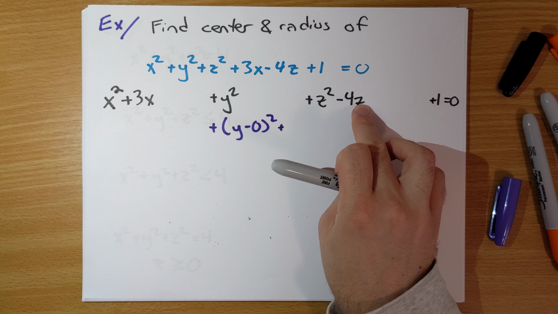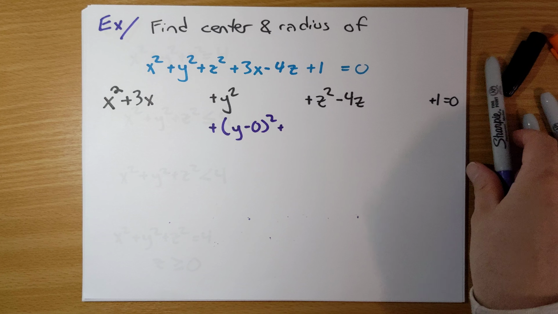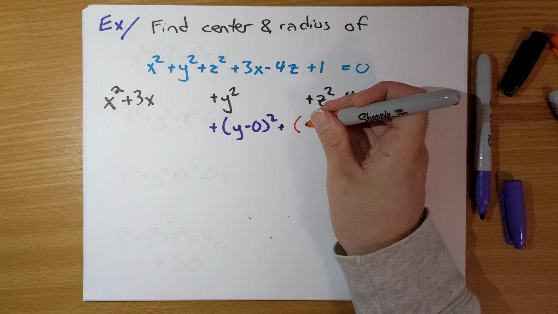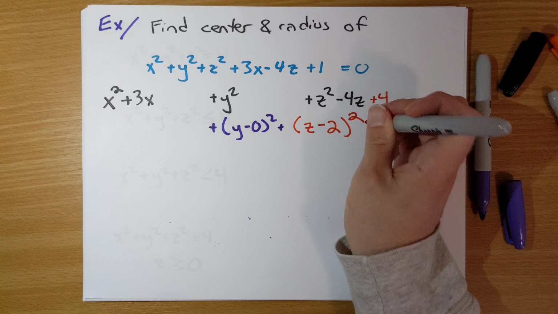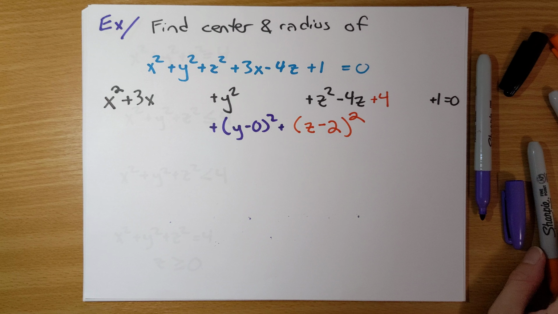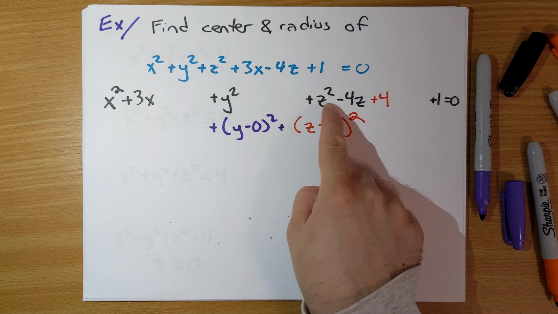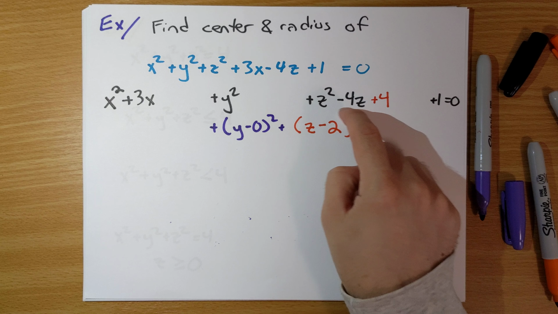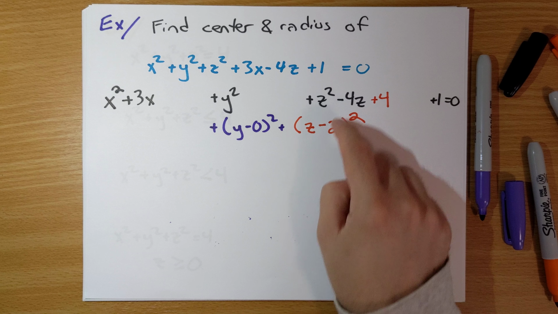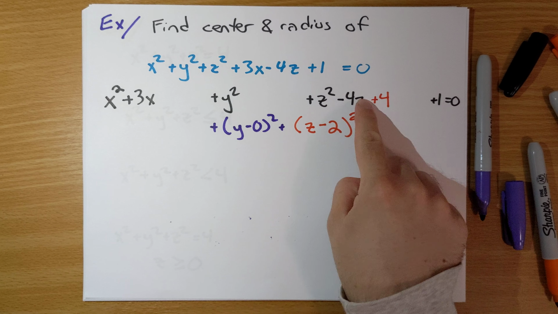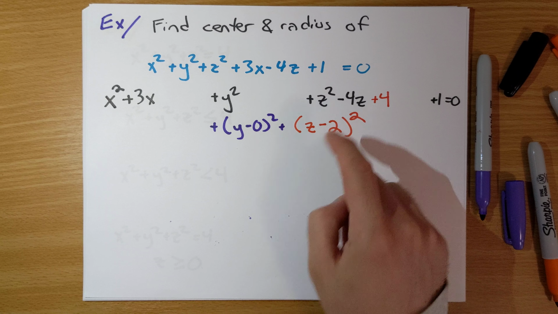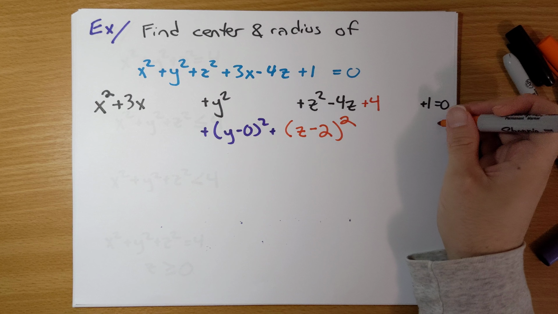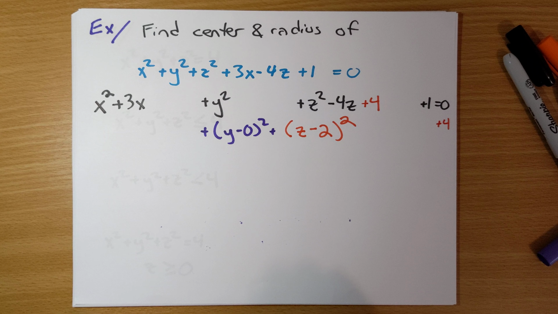Z squared minus 4z, if we tack in a plus 4 here, we get z minus 2 quantity squared. So convince yourself that z squared minus 4z plus 4 is equal to z minus 2 quantity squared. How did I come up with 4? I divided negative 4 by 2 and got negative 2 and squared that to get 4. Okay, so we added 4 on the left, so we need to add 4 on the right.